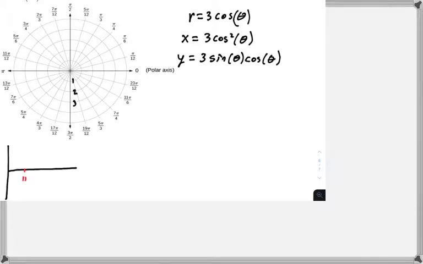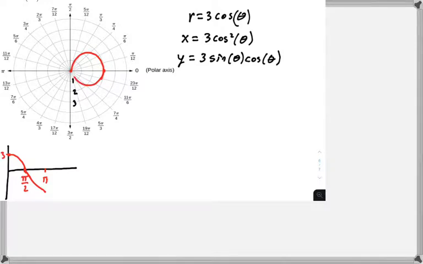Okay, 1, 2, 3. Let's go ahead and graph r equals 3 cosine of theta. So the cosine of 0 is 1 times 3 is 3. And then cosine of pi over 2 is 0. Cosine of pi is negative 1 times 3, which is negative 3.